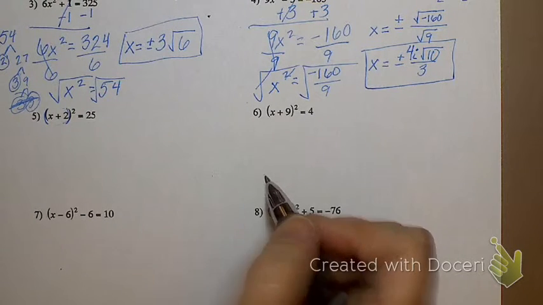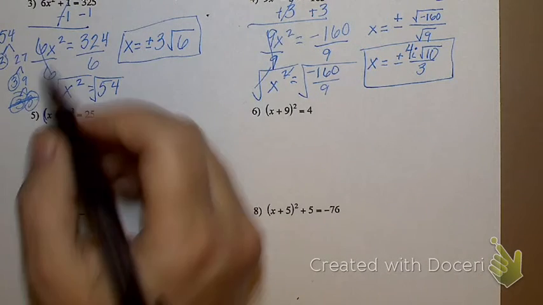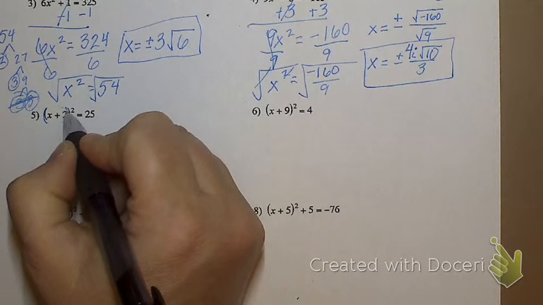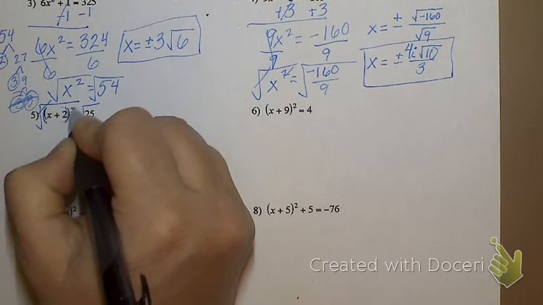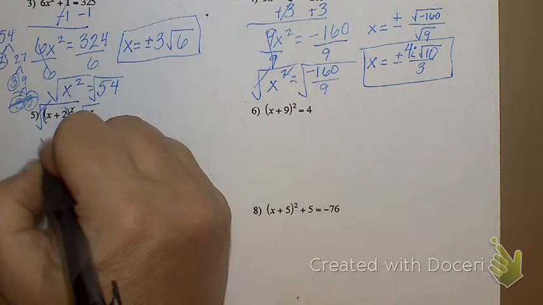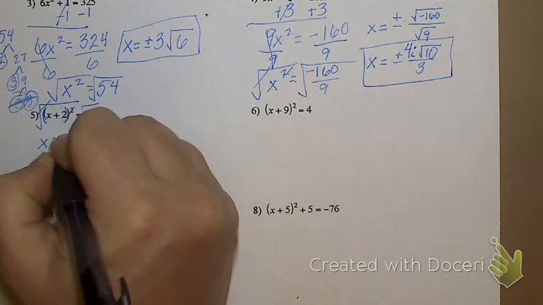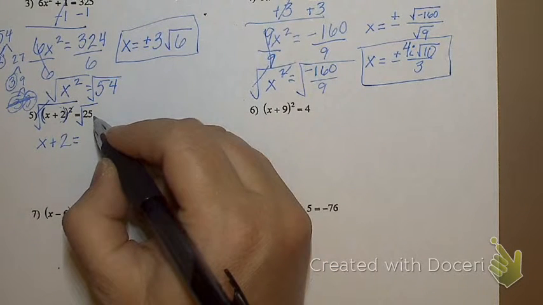I can't take the 2 out of the parentheses until I deal with the fact that it's in parentheses. So if I have this parentheses by itself, I can go ahead and square root both sides at this point, and it's going to cross out that exponent. That leaves me with just what's in the parentheses. So x plus 2 equals, what do I have on the other side? 5. I do not have 5.